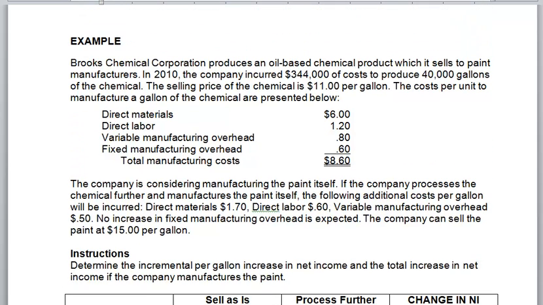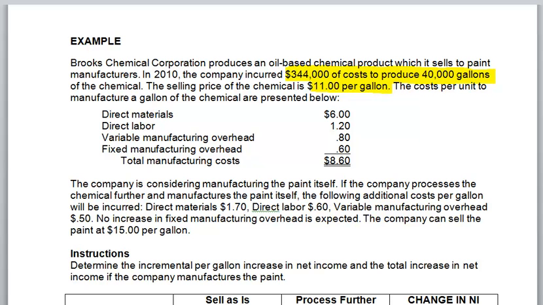So Brooks Chemical Corporation produces an oil-based chemical product which it sells to paint manufacturers. In 2010, the company incurred $340,000 of costs to produce 40,000 gallons of chemical. The selling price of the chemicals is $11 per gallon. The cost per unit to manufacture a gallon of chemicals is presented below. So you get the direct materials, direct labor, variable, and fixed overhead.